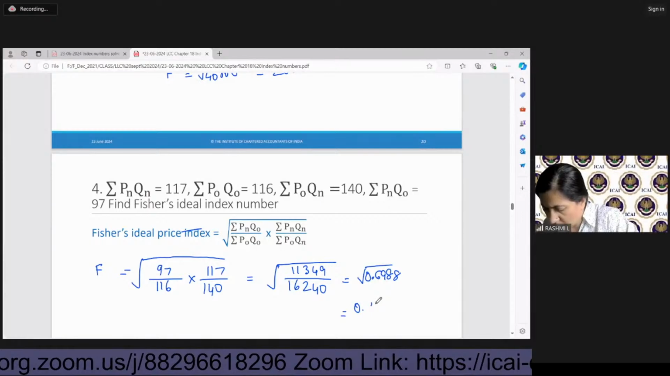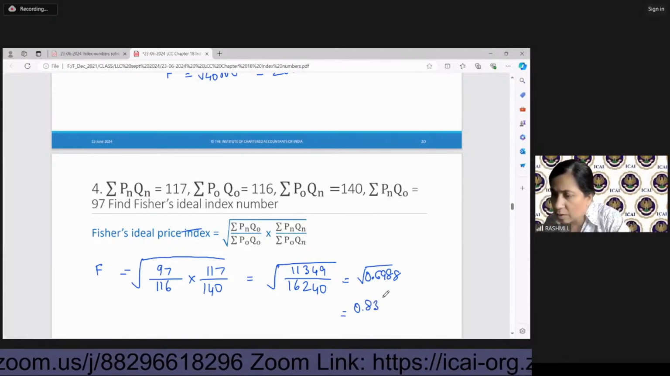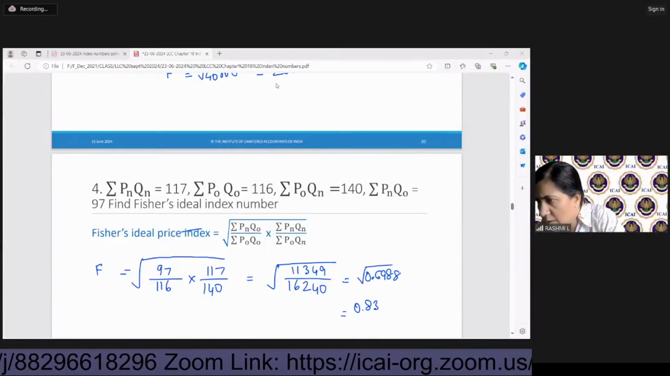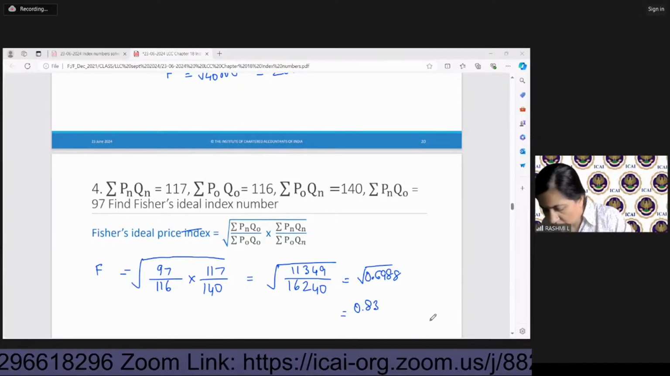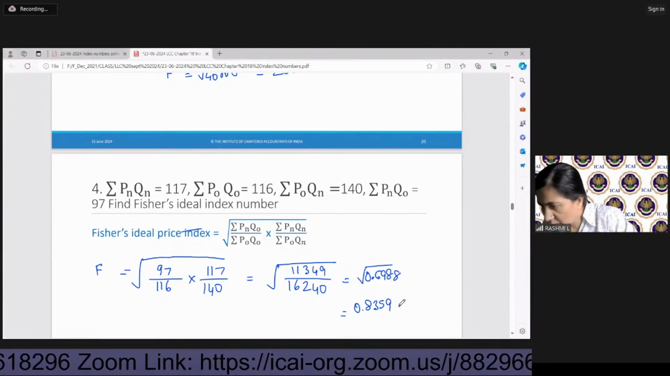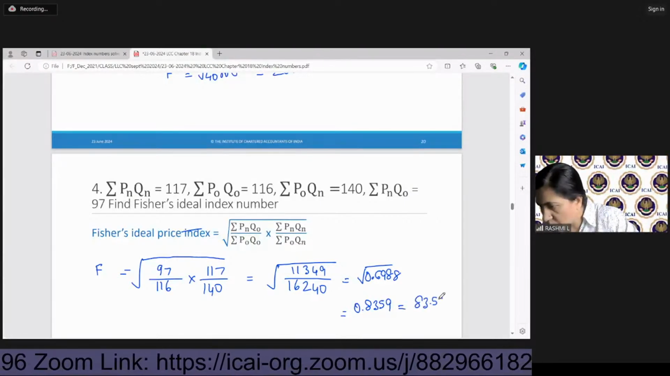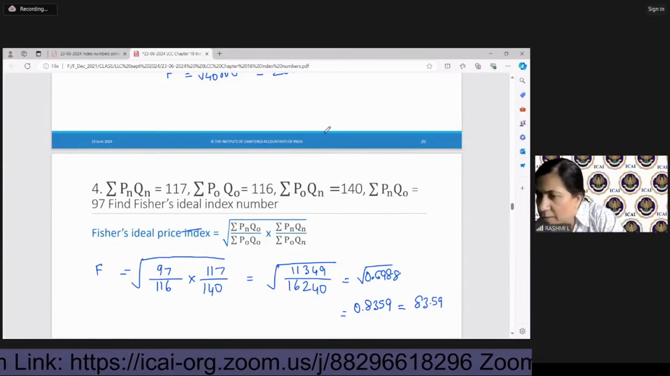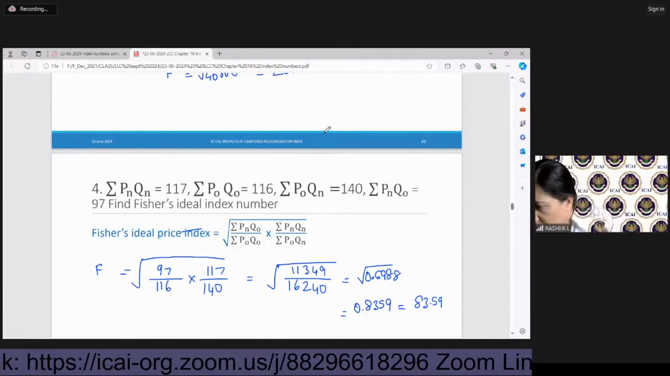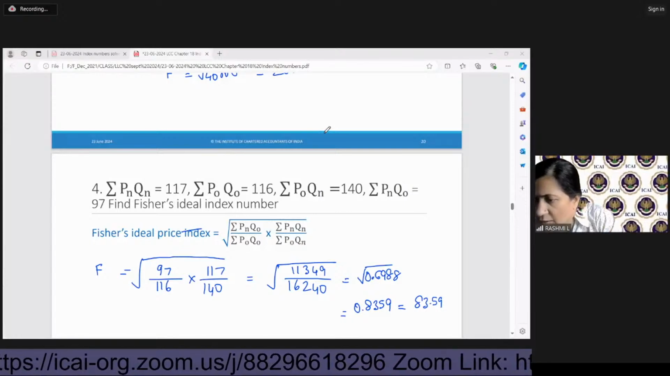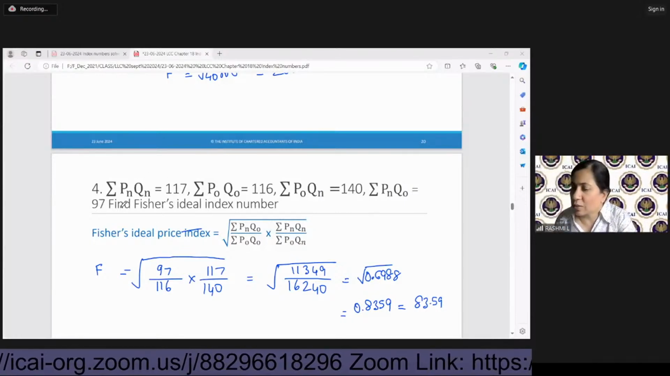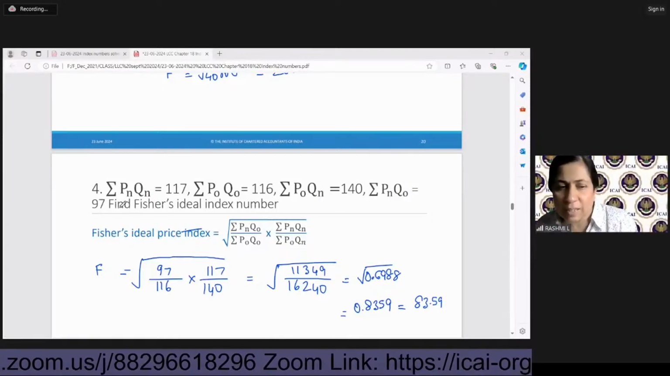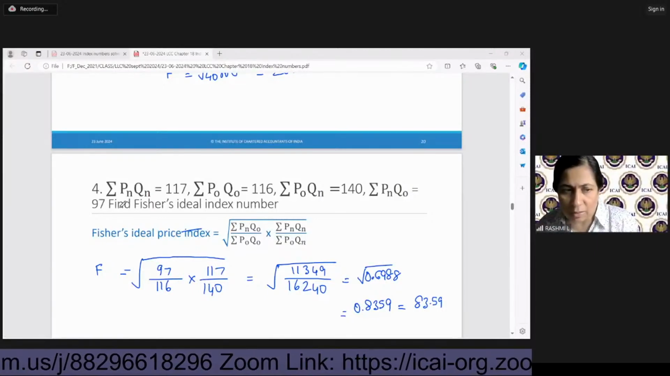Point 83. Yes, 8359. Okay, 8359, which is equal to 83.59. Yes, Ishika, correct. Okay. So as you can see here, even when the summations are given, you will still very easily be able to find out the answer.